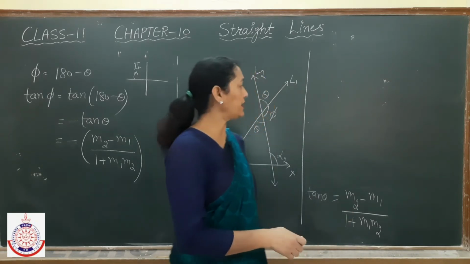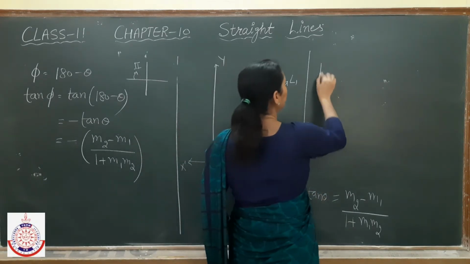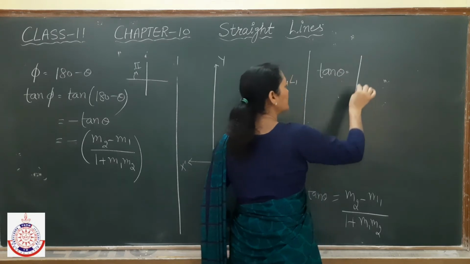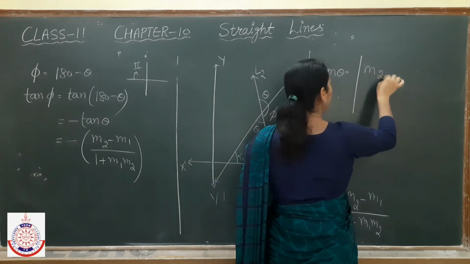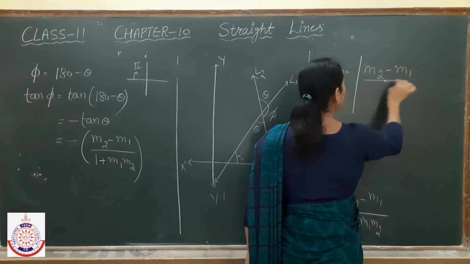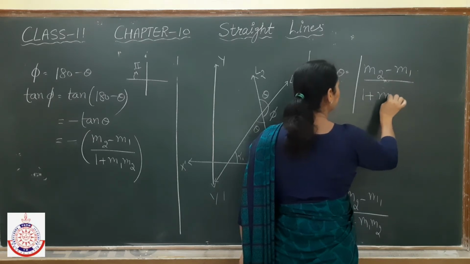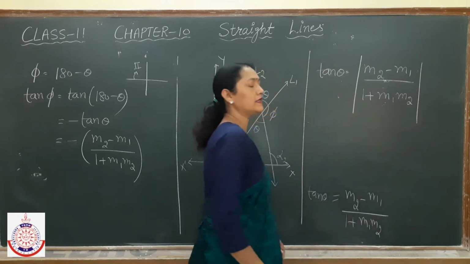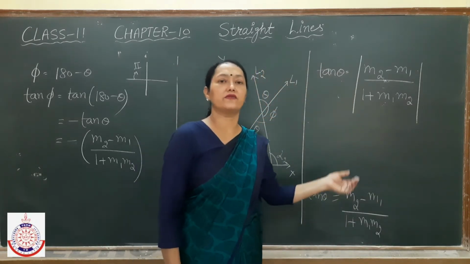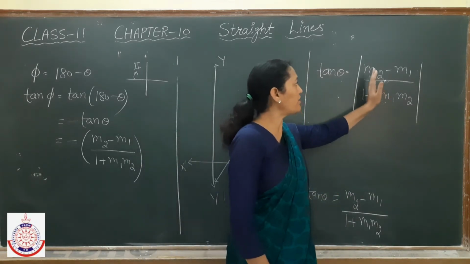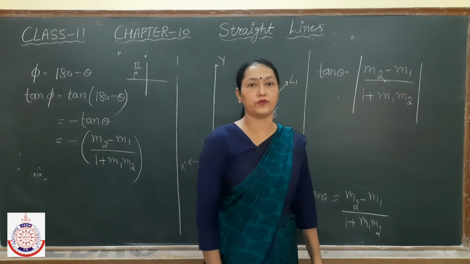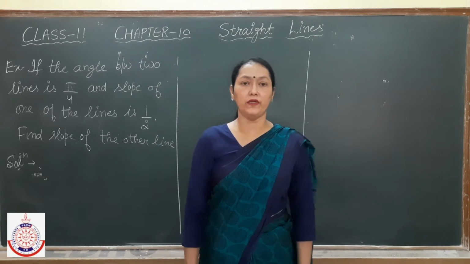That means we can write that the angle between the two lines can be written as modulus of, we will be covering both plus and minus signs. So we will be learning that the angle between the two lines is modulus of m2 minus m1 upon 1 plus m1 into m2. Let us do one example related to this formula.